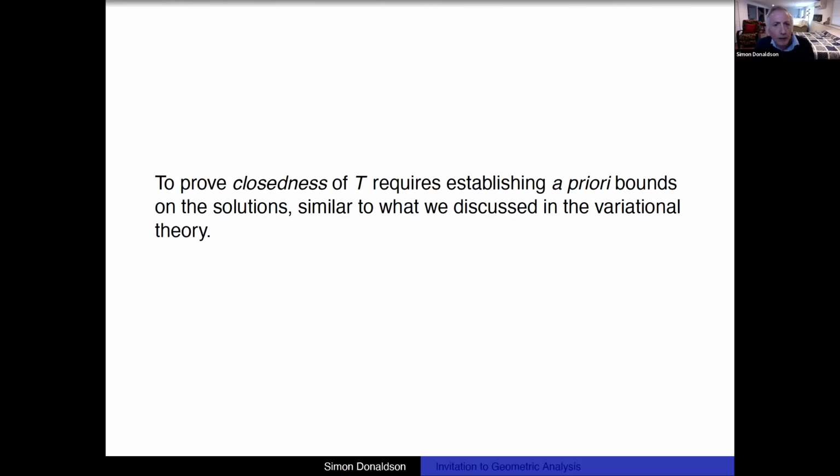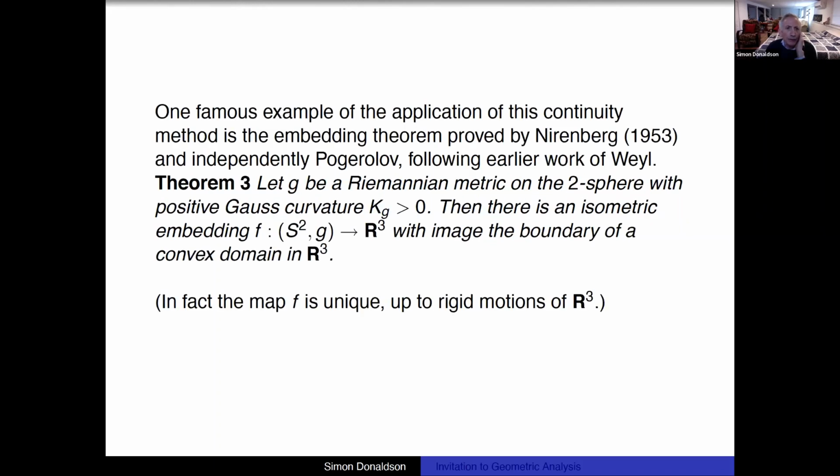So the real work comes down to something quite similar to what we discussed in these variational questions. It comes down to establishing in some way bounds on the solutions, even if you don't know they exist, what are called a priori bounds. Supposing there was a solution, can you say information about it?